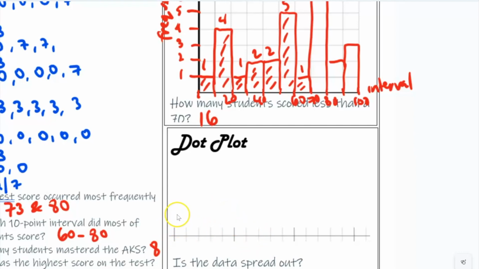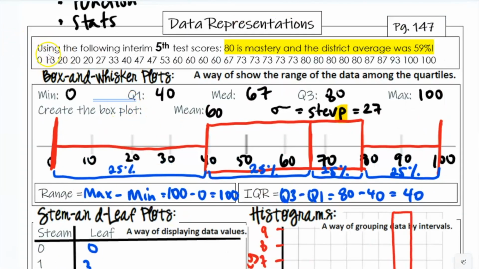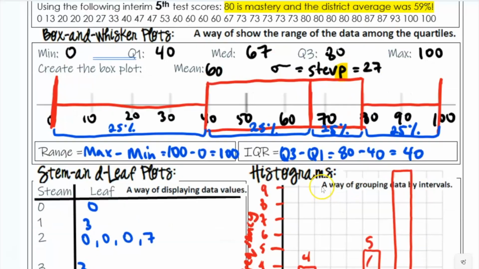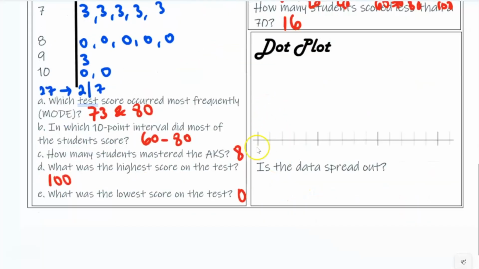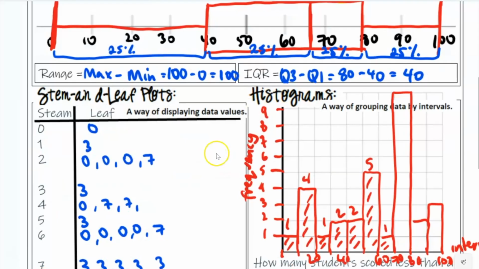It's how many times something happens. So how many times does 0 happen? Once. 13, once. 20, 1, 2, 3. 27, once. 33, once. So all of these numbers need to be labeled on the dot plot. So for me, my numbers, and again, you're going to pause the video and do yours. I need a 0, a 13, a 20, and that's what you're doing.